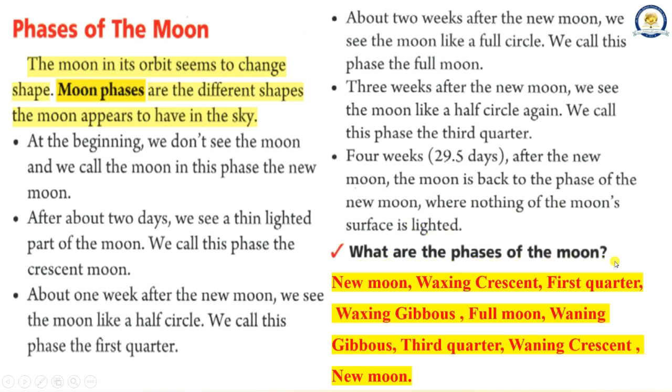What are the phases of the moon? New moon. Waxing crescent. First quarter. Waxing gibbous. Full moon. Waning gibbous. Third quarter. Waning crescent. New moon.